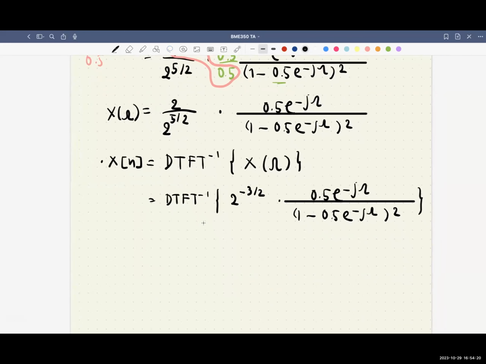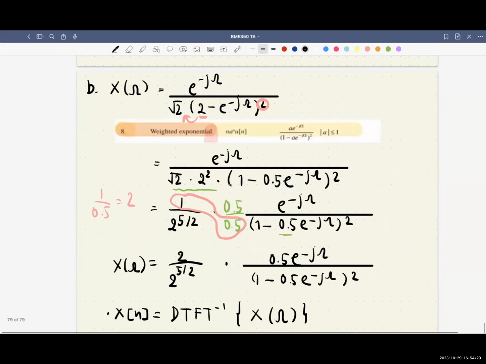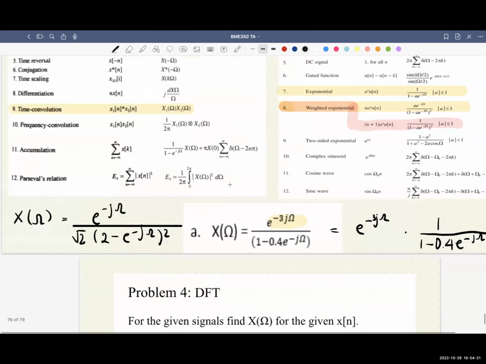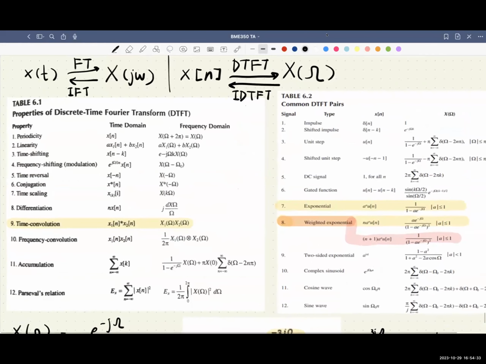Can anyone suggest what I should proceed with in this step? I have some choice for you. Should I use linearity or time convolution? This is the question. Can you explain where you got 2 to the power of negative 3 over 2?